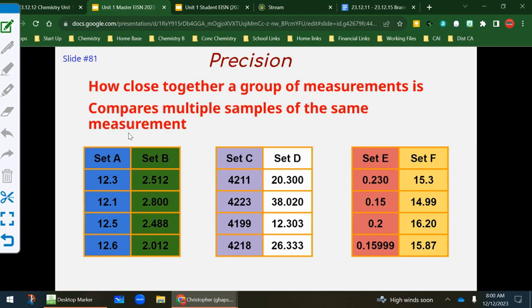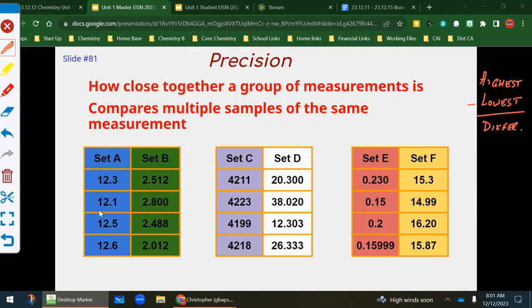Now we expect these numbers to be close together. So now I am asking you, if you compare set A and set B, which of these two sets is the most precise? Now, here is how we determine it, ladies and gentlemen. If we are looking for the most precise measurements, what we are looking for is the highest and the lowest, and we are going to subtract them, ladies and gentlemen, so that we can find the difference.